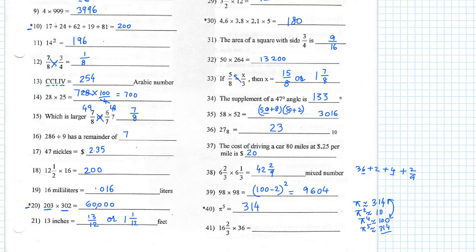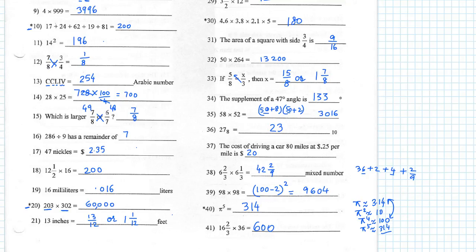Question 41. 16 2/3 times 36. So I see a 3 over here, and I know that 36 and 3 can cancel. So one way to do that is you convert this into an improper fraction. So this is 50 over 3. So 50 over 3 times 36. So that's 50 times 12, which is nothing but 600, right?